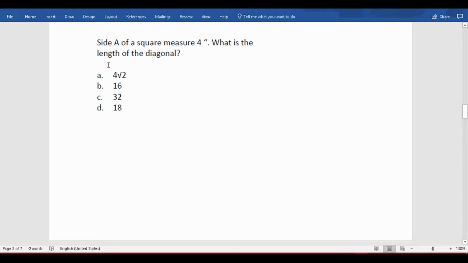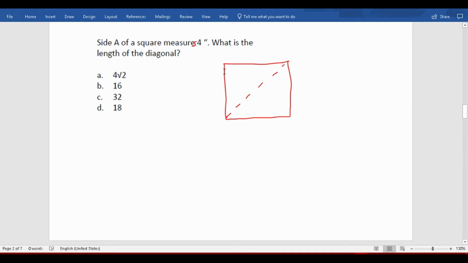All right. This question says side A of a square measures 4 inches. What is the length of the diagonal? So let's go ahead and draw a little sketch. Again, this is a square. We want to find what the length of this diagonal is.